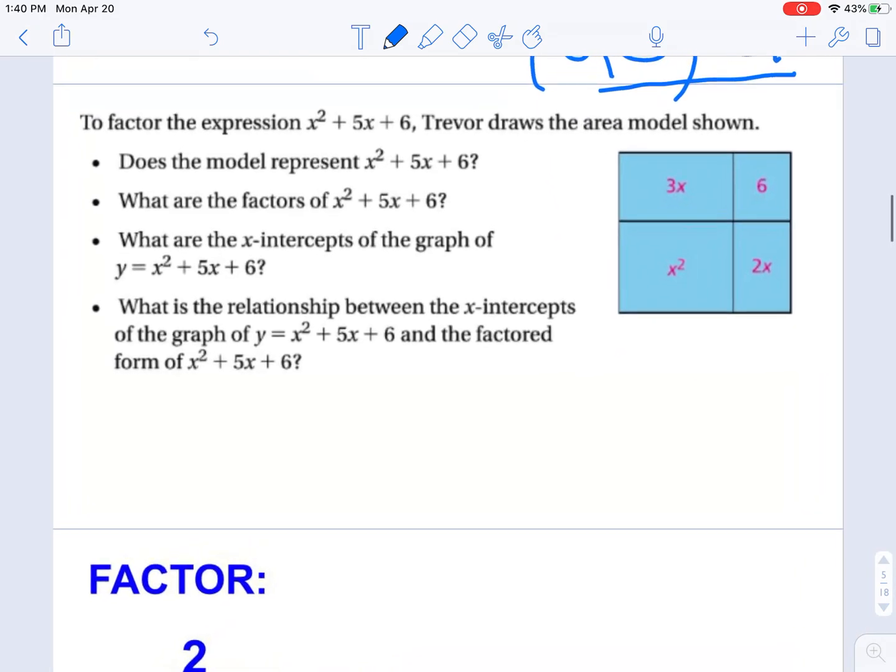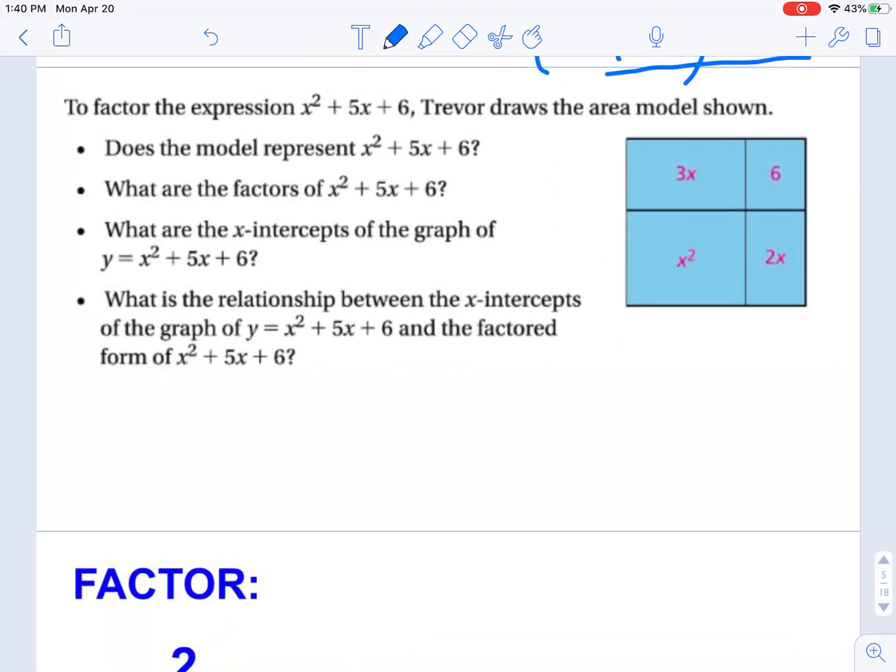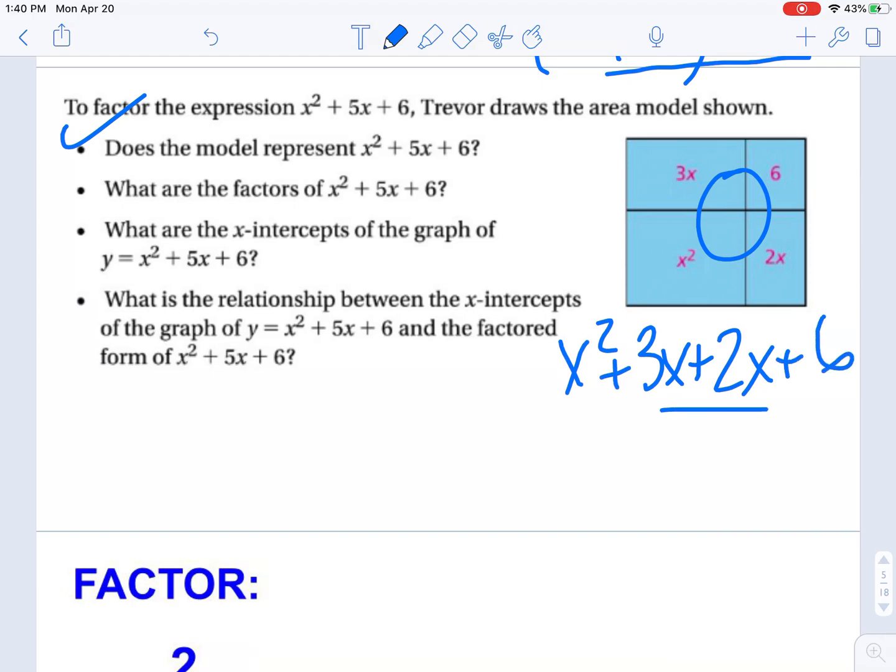Let's look at an area model. We haven't seen these in a little while. So does the model represent x squared plus 5x plus 6? I'm reading the first question here. It does, because we're going to add up everything inside this model. So it's x squared plus 3x plus 2x plus 6. Combine like terms gets me x squared plus 5x plus 6. Okay, so yes, it does represent that.